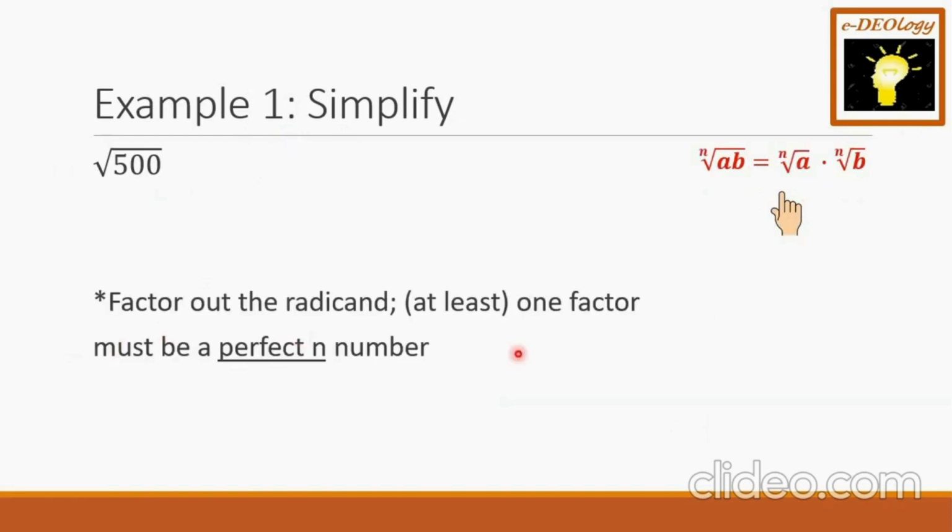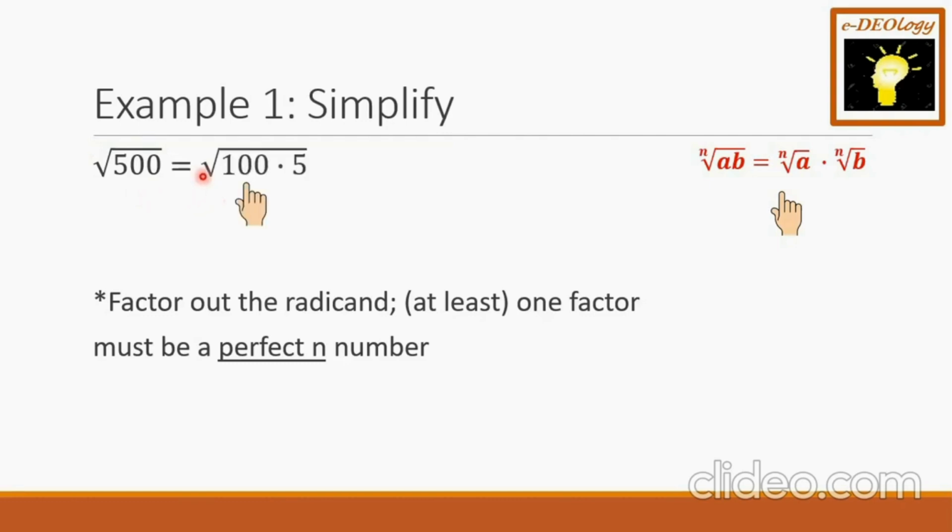Let us see some examples. Example 1, let us simplify square root of 500. So I put the formula here for the simplification rule. The idea is we're going to factor out the radicand, or this number, in such a way that one factor must be a perfect nth power. Our index here is 2, so we're going to find a perfect square factor for this 500.